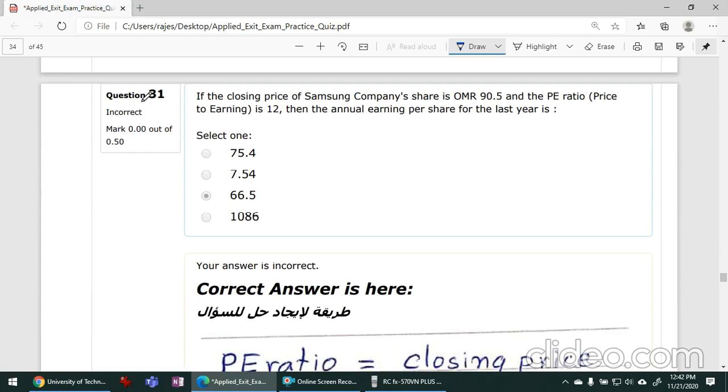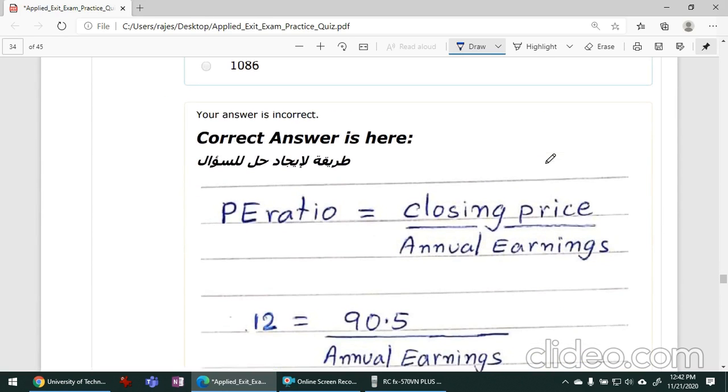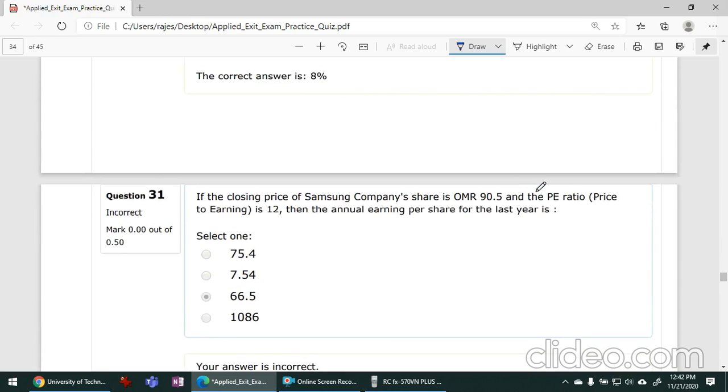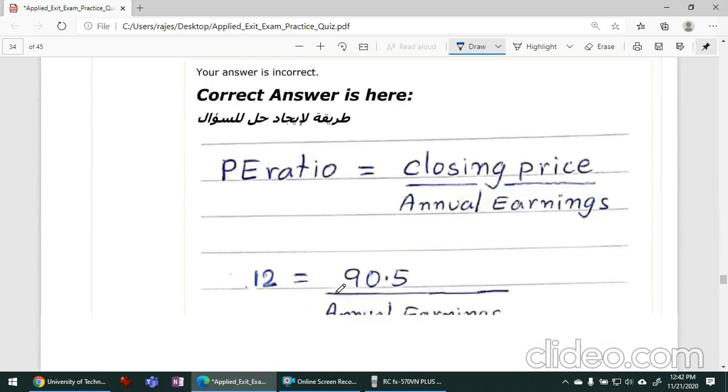Question number 31. If the closing price of Samsung company's share is OMR 90.5 and the PE ratio, price to earning ratio, is 12, then what is the annual earning per share for the last year? Question is very big, but this is the rule. PE ratio, price to earning ratio, is closing price divided by annual earnings. PE ratio is already given, 12.